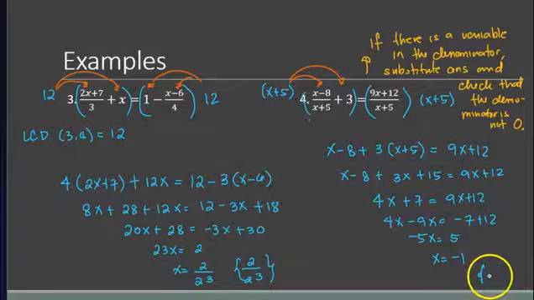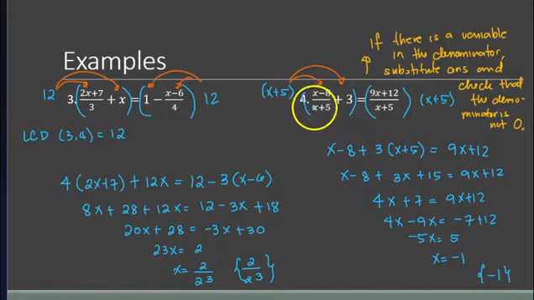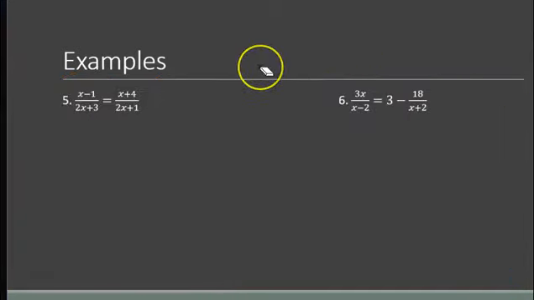Okay, so if ever you end up with a 0 when you substitute the value of x here, then you have to make a conclusion of no solution. Okay, so let's look at another example.